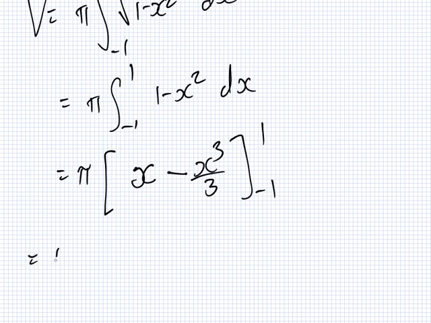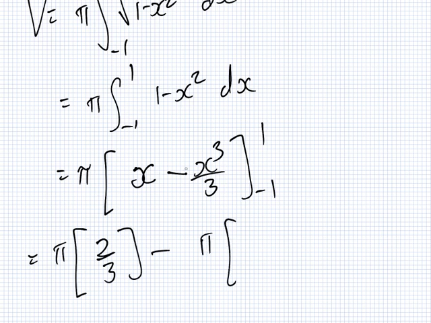So let's put the 1 in first. We've got 1 minus 1 over 3, which is? Come on, basic elementary school math. Thank you, 2 over 3. And then we'll put the minus 1 in. 1 minus minus 1 over 3. That's 1 plus 1 over 3, which is? Thank you, KJ. I can see at least one person went to elementary school.